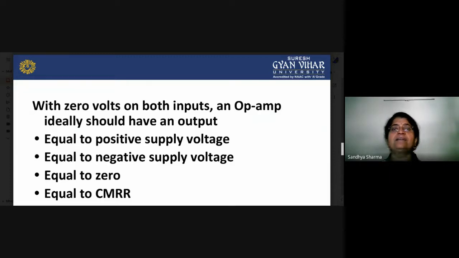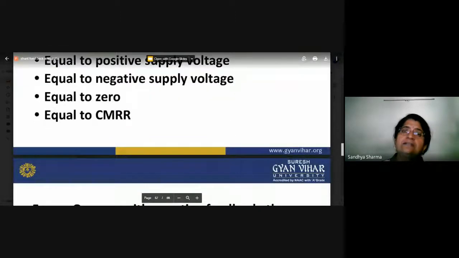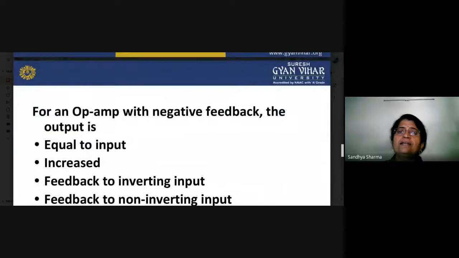So what are the ideal conditions when both your inputs are zero? What should be the output ideally, not practically? So you have to read it properly, and then you can judge what will happen. I just have to show you the null offset conditions. Or again, when you are working on the negative feedback path, what is the output? What will happen to your feedback path circuit?